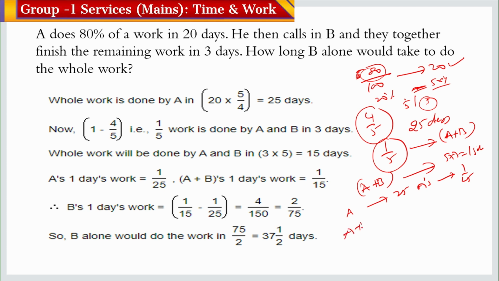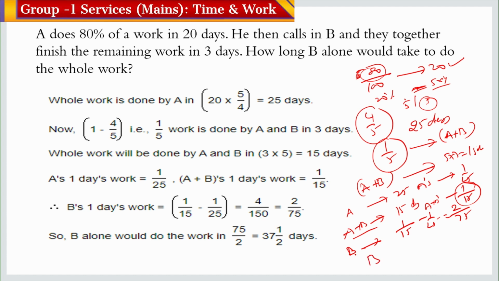A plus B can do the work in 15 days. So, A plus B's work in 1 day is 1 by 15. A's work is 1 by 25. So, B's work alone is 1 by 15 minus 1 by 25, that is 2 by 75.